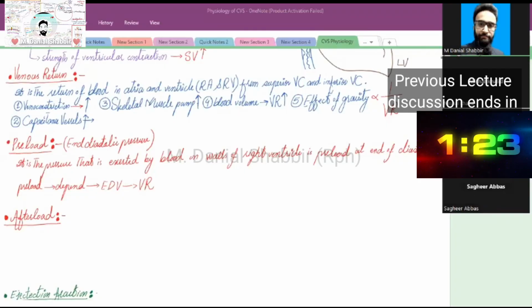Okay, first we will discuss today afterload and ejection fraction. Before we go into the details of afterload and ejection fraction, first I will recap the previous discussion that was related to venous return and preload.